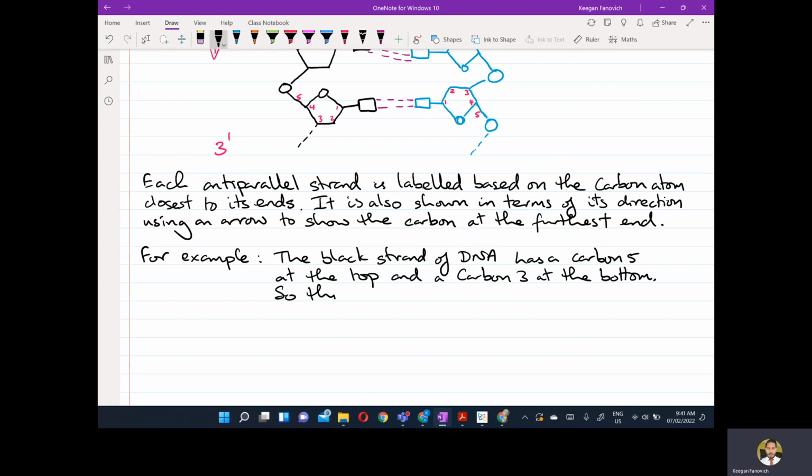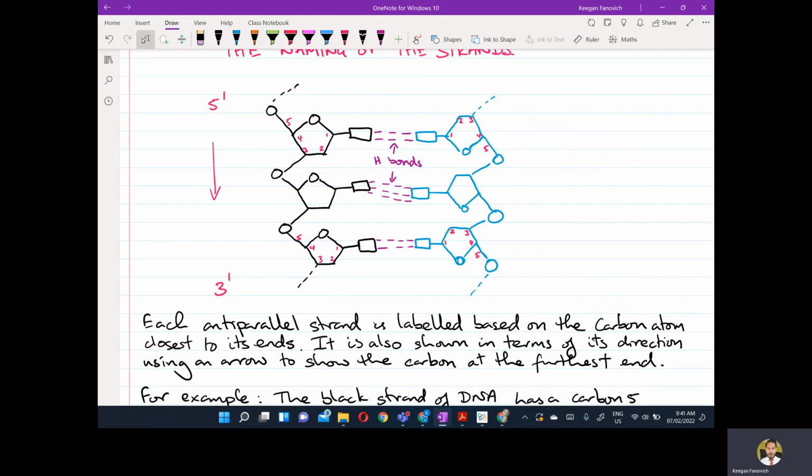So this strand will be called the 5' to 3' strand. Okay, simple as that. Let's do the same thing now for the blue strand.